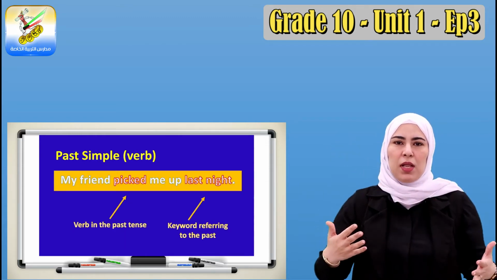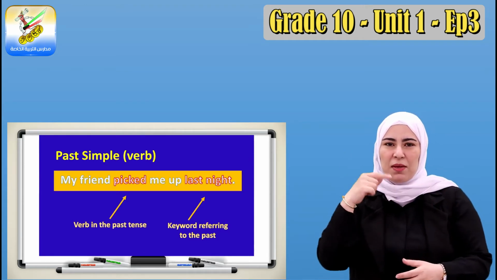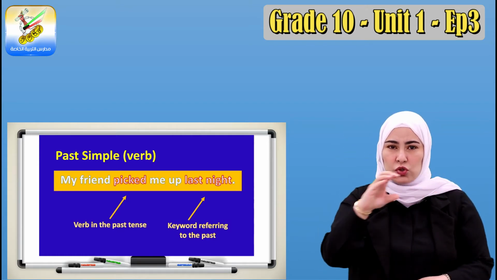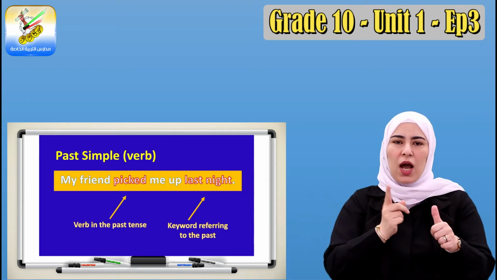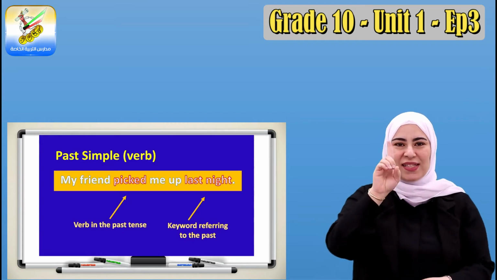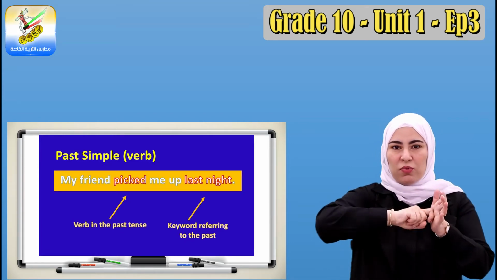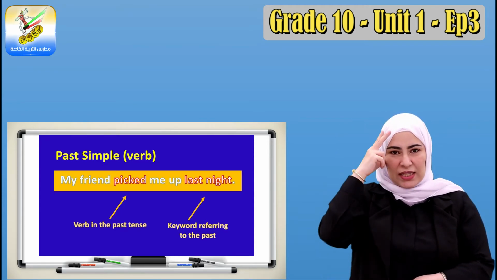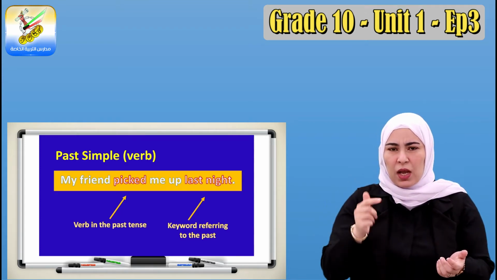My friend picked me up last night. Now, when you look at this sentence, how would you know that this sentence is in the past? We have 2 things. First, we will look at the verb. Where is the verb in this sentence? Picked me up. And the second thing we will look at is the keyword. What is the keyword here? Last night. So if we want to identify whether the sentence is in the past or in the present, we will look for 2 things: the verb and the keyword.